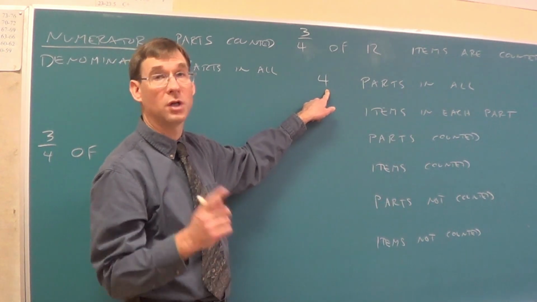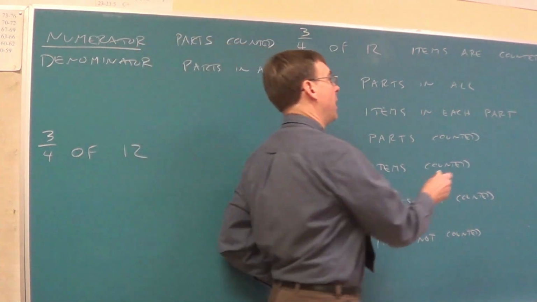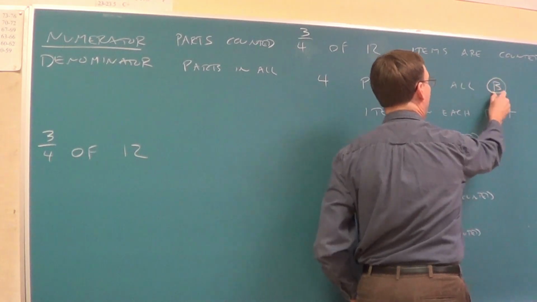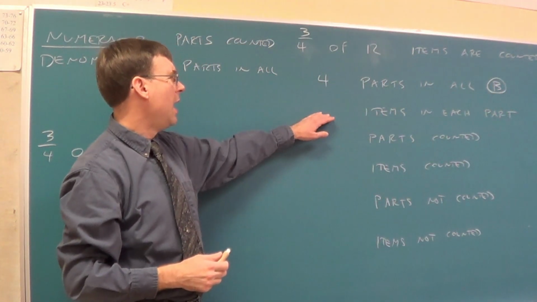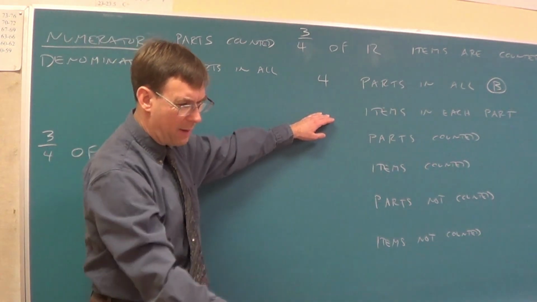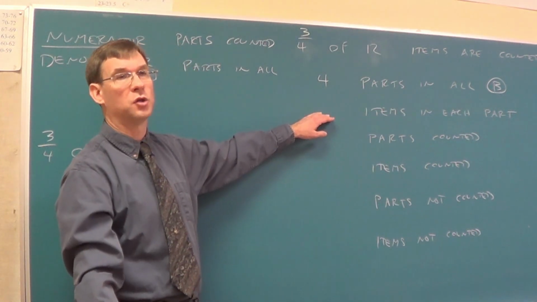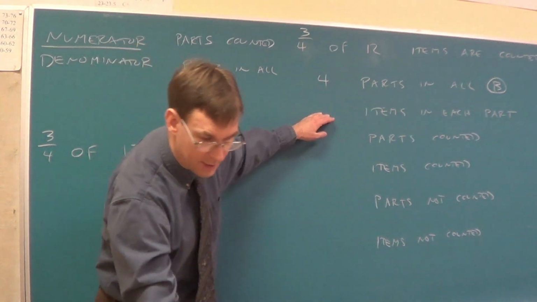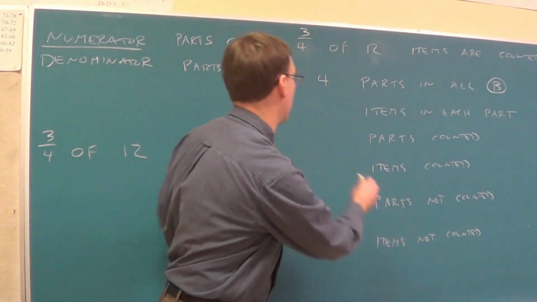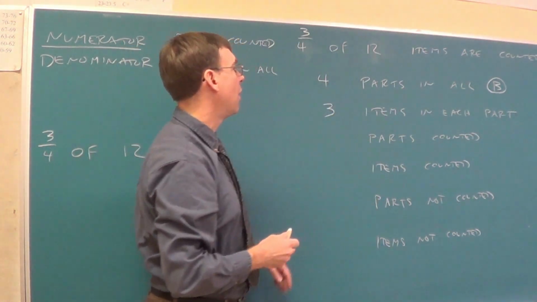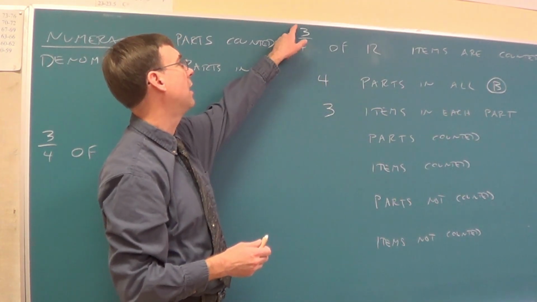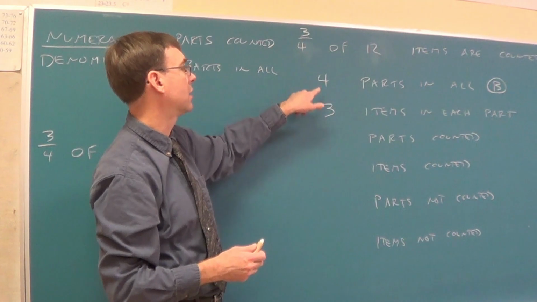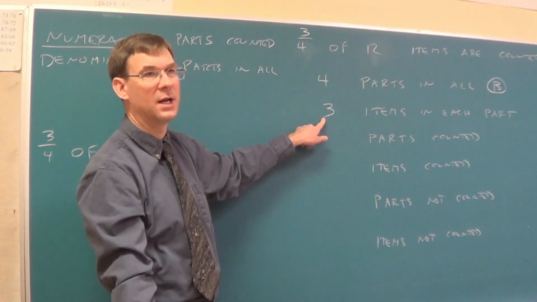How did we know the parts in all? Just use the denominator. We're just going to grab the bottom. Whatever the bottom is, that's always going to tell you the parts in all. How many items are there? How many paper clips are there in each of those parts? 3. We can see that right now. There's these piles of 3. If we couldn't see it with our eyes, how could we use the math to come up with the 3? I'll tell you it's not that 3, that's a coincidence. Why is there 3 in each pile?